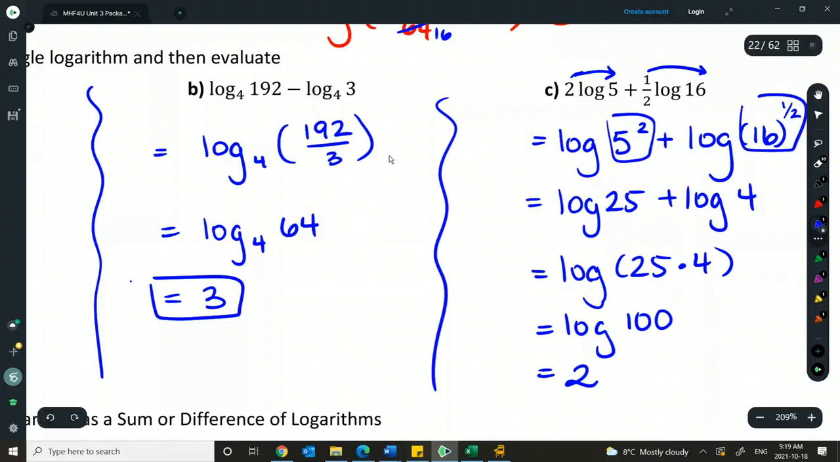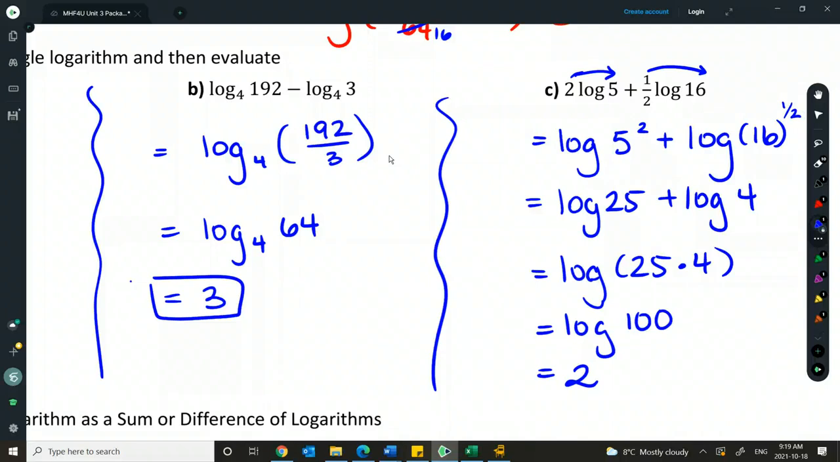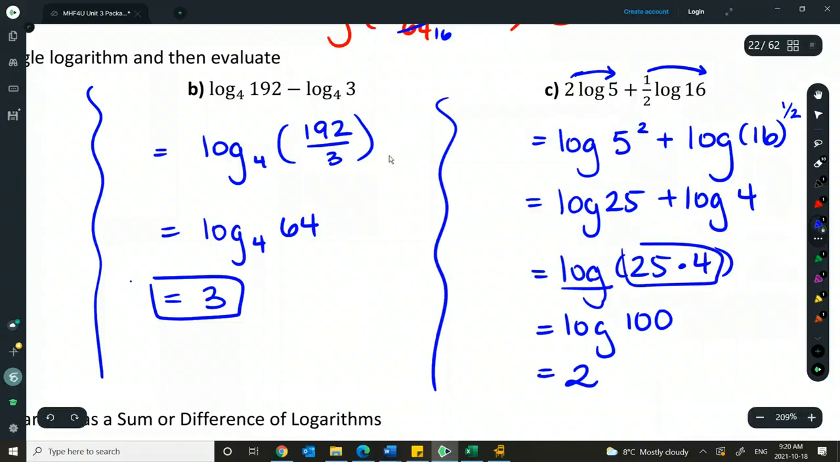16 to the exponent half, that's just the square root of 16. Half exponent is the same as a square root. So 16 to the half is 4. And then I have 2 logarithms with the same base being added. So sums become products inside the same logarithm. Log of 25 times 4.